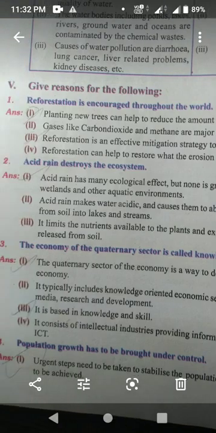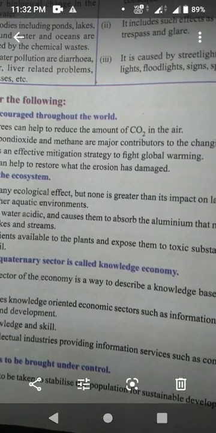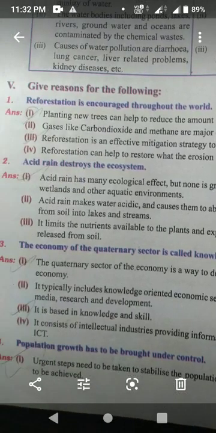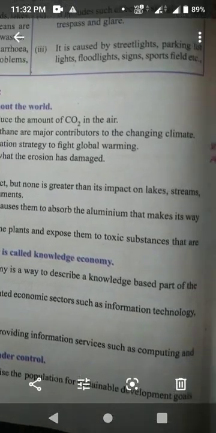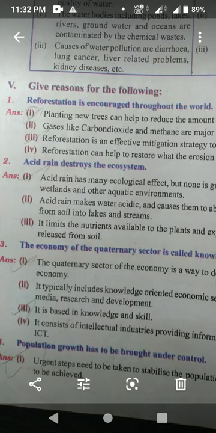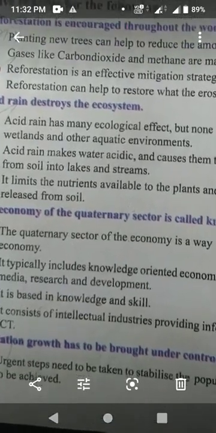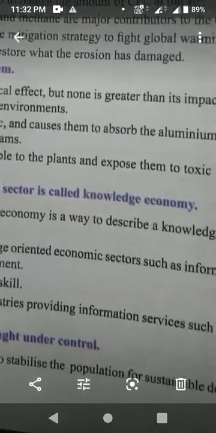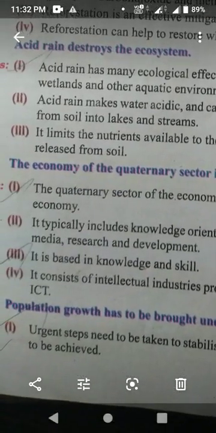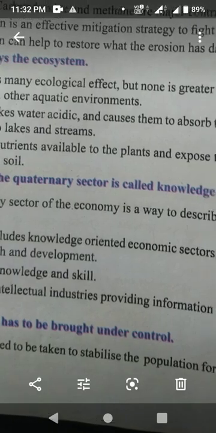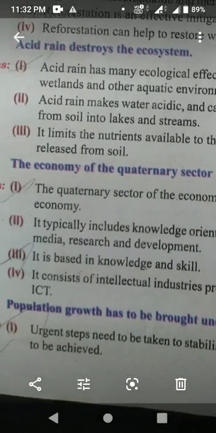The economy of the quaternary sector is called the knowledge economy. The quaternary sector of the economy is a way to describe the knowledge-based part of the economy. It typically includes knowledge-oriented economy sectors such as information technology, media, research and development. It is based on knowledge and skill. It consists of intellectual industries providing information services such as computing and ICT.